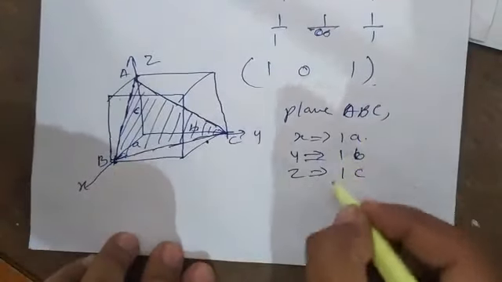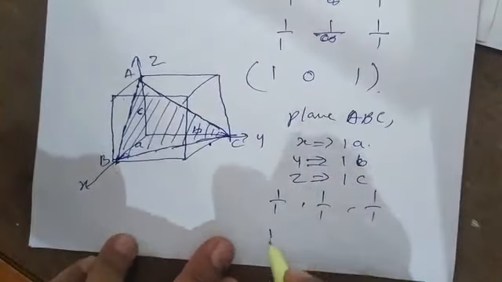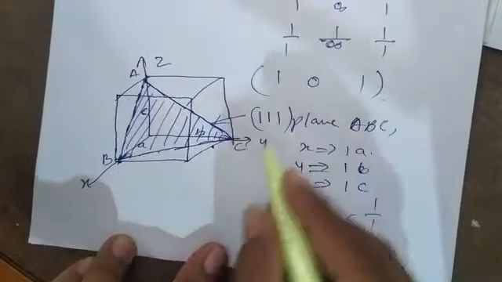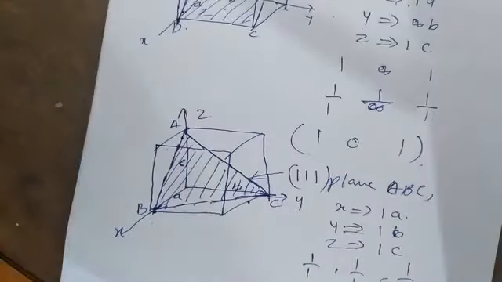Take the reciprocal of the intercepts, that is 1 upon 1, 1 upon 1, and 1 upon 1. Therefore 1, 1, 1. This plane represents the (1 1 1) plane. The Miller indices of this plane are 1, 1, 1. By using this method, you can find the Miller indices of any plane.